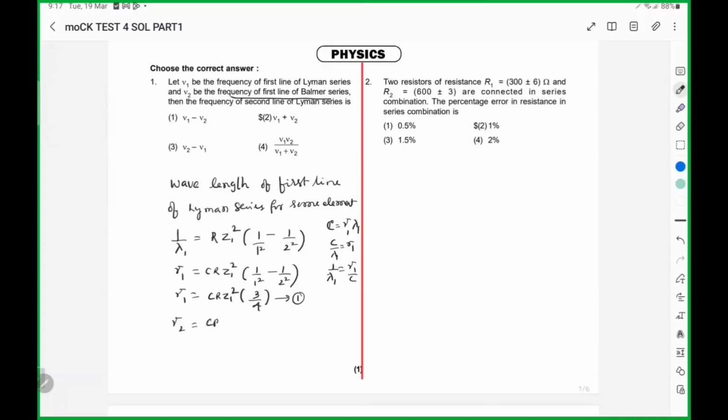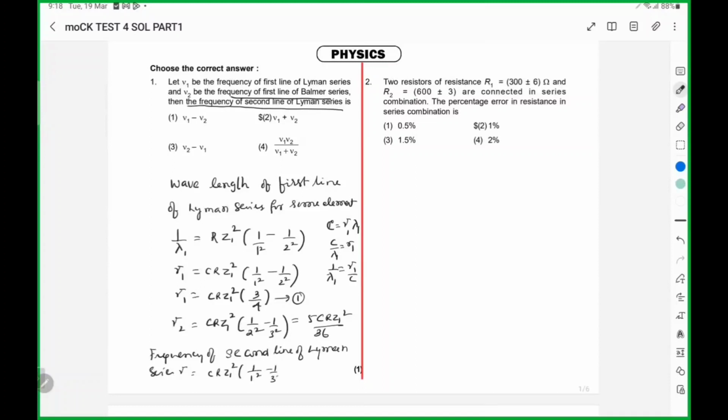frequency of first line of Balmer series for same element, 9 minus 5. So here it is 5 C R Z1 square by 36. He is asking the frequency of second line of Lyman series. So frequency of second line of Lyman series is nu, which is C R Z1 square 1 by 1 square minus 1 by 3. So which is 8 C R Z1 square by 9.